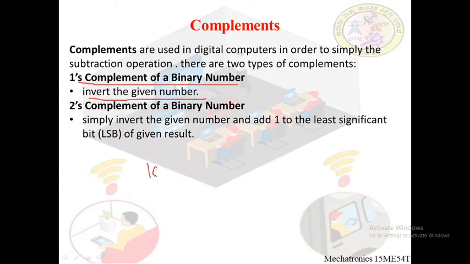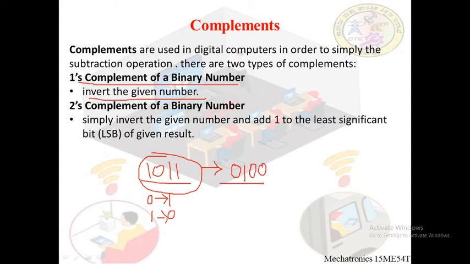Suppose let us say we have a number like this. Its ones complement can be found out by inverting, that is changing all zeros to ones and all ones to zeros. Now let us find out the ones complement of this number. 1 will change to 0, 0 will change to 1, 1 will change to 0, and again this one will also change to 0. This is the ones complement of the given number.